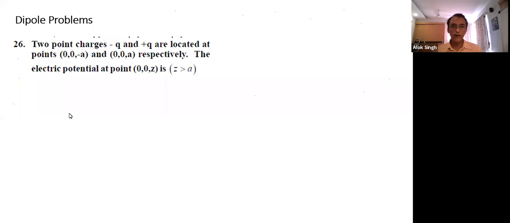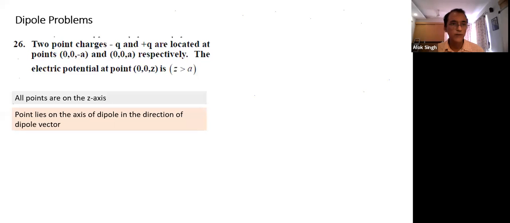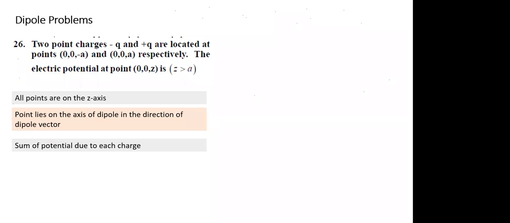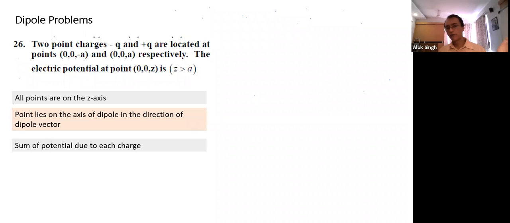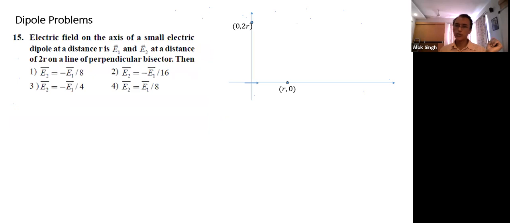If you have to draw a figure also, all points are on the z-axis. That's the first thing you should spot. The point lies on the axis of the dipole in the direction of the dipole vector. Hence, it is a positive value. So Kp divided by what? Kp by z square minus A square. Or if you don't remember the formula, take the sum of potential due to each charge. Okay, next one.